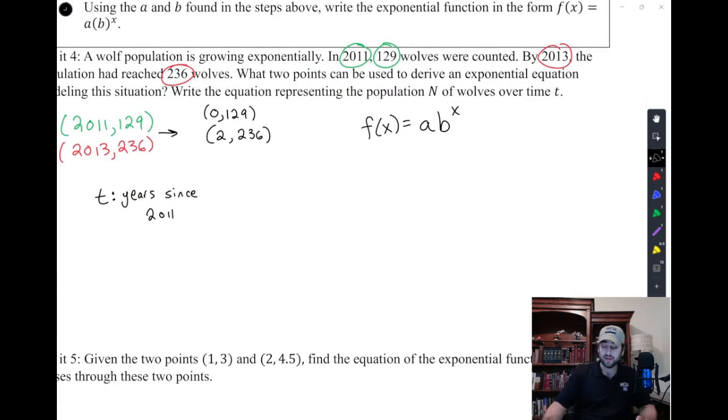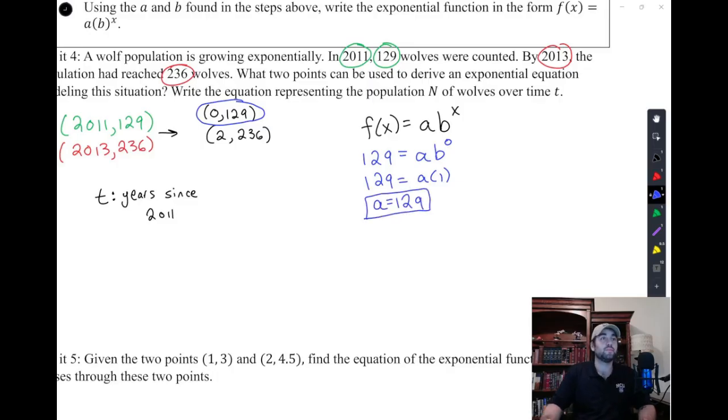And the first thing I'm going to do is plug in the easier of those two. So I'm going to plug in 0 and 129. And so 129 equals a b to the 0. And anything to the 0 is just 1. So 129 equals a times 1. And so a is 129, and we have half of our equation already solved. The only thing that's left to solve for is b.